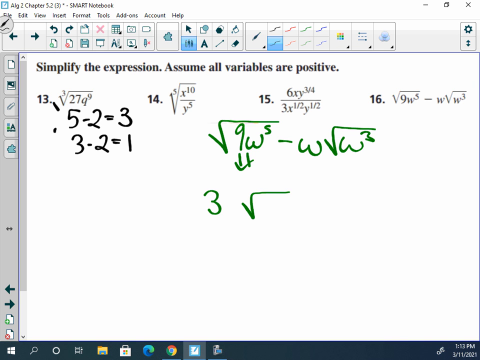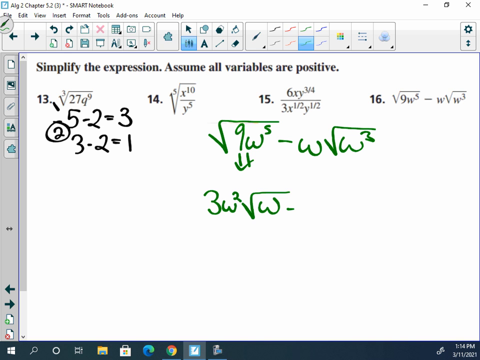So we can pull it out twice, because there's 2 w's that we can pull out, or w squared. So we'd have 3w squared, and we only had 1 left inside. Questions on this here? Okay, let's look at the other one.